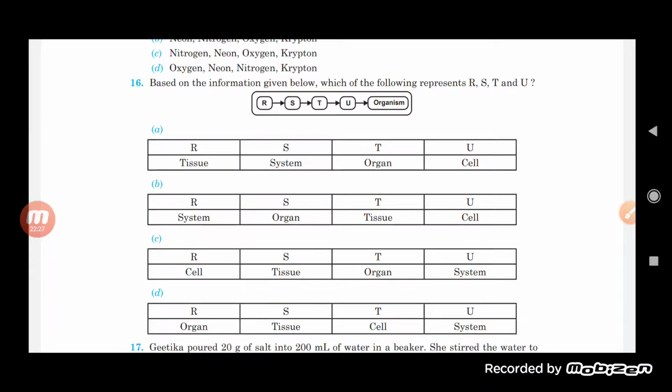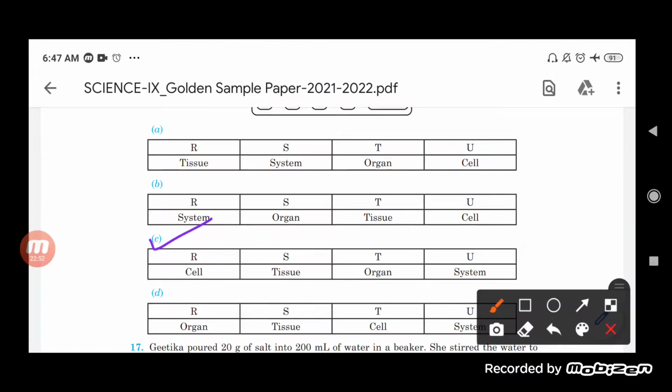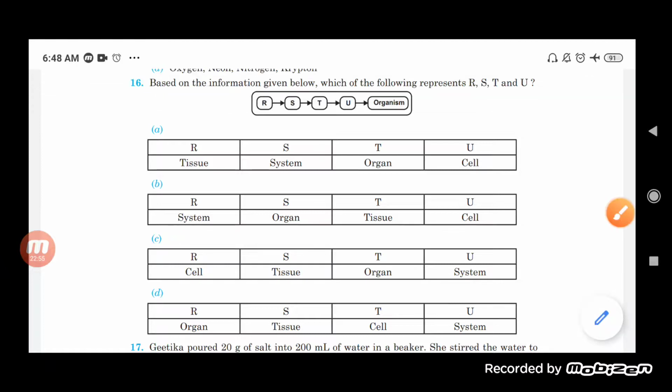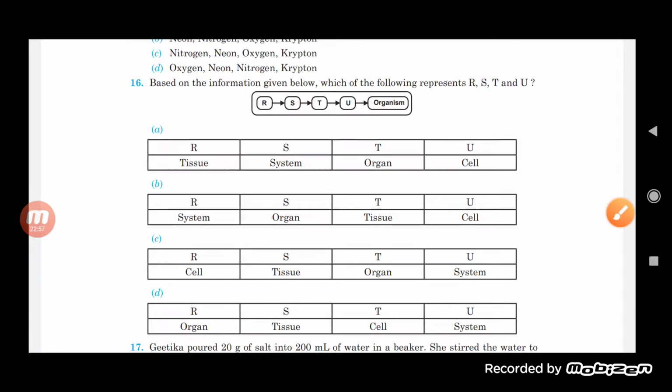R is a cell. Yes. S is a tissue. Yes, cells combine together to form tissue. Then T is an organ. This is also correct because organs are formed from tissues. And when these organs combine together in an organ system, it will form the organism. So according to that, C will be the correct option. That shows the level of organization: cell to tissue, tissue to organ, organ to organ system, to organism.